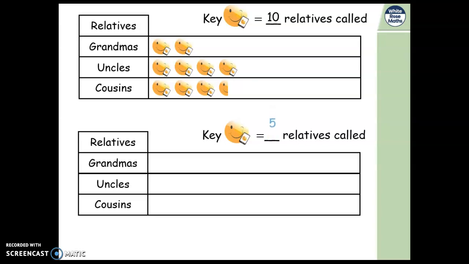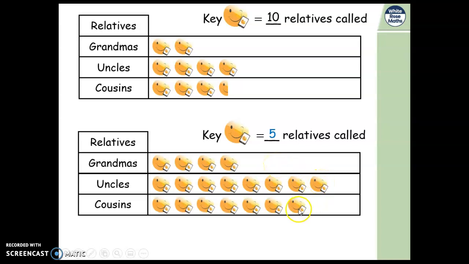But what happens if the key changed? And the key was 5 relatives. So remember, grandma's got 20, so we have to count in 5s up to 20. So we'd have 4. Uncles, we've got twice as many, so double 4 is 8. And we've got 5 less. So we'd just take one of these away for cousins. So we'd have 20. Double 20 is 40. Then we've got 40 take away 5, 35.